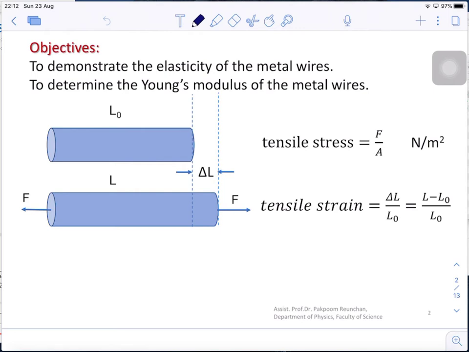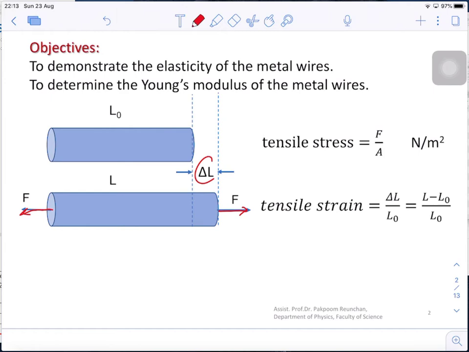In this figure, we have a wire which has the area of the circle and the initial length L0. After that, if we pull it with the force F, okay, on both sides, then this wire can be extended and the final length is a bit longer. The length that is extended is delta L here.